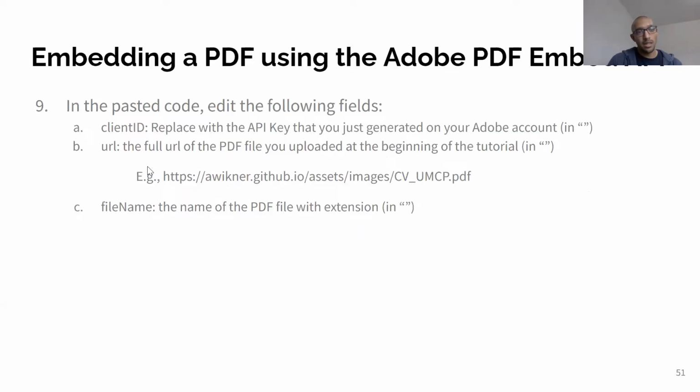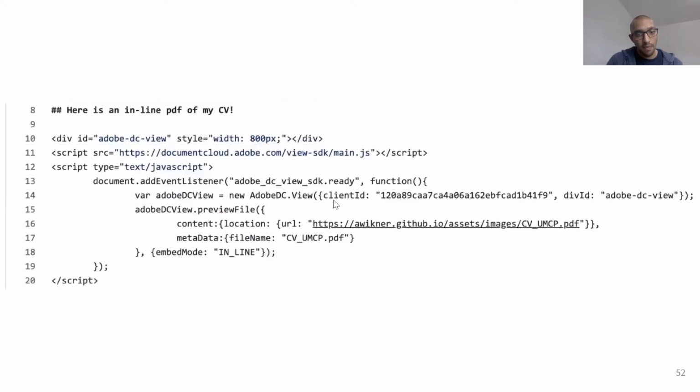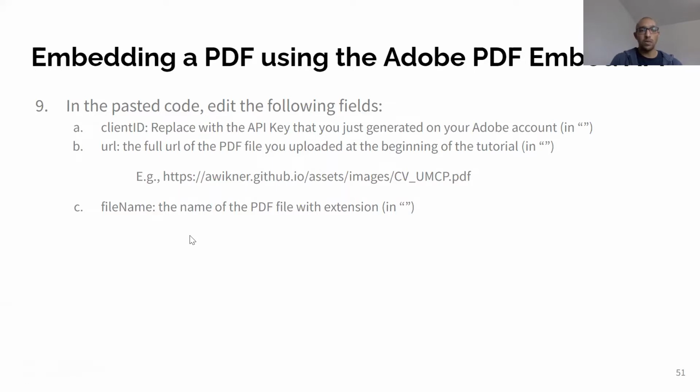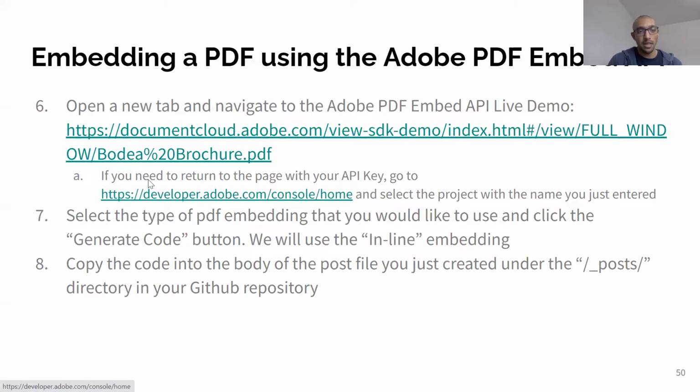Now, in this code, we're going to edit a few fields: the client ID field, the URL, and the file name. In this image, the client ID is on the 14th line, the URL is on the 16th line, and the file name is on the 17th line. The client ID will be replaced with the API key that you just generated on your Adobe account. If you don't have access to that immediately, you can use the link on this slide, slide 50, under bullet 6A.